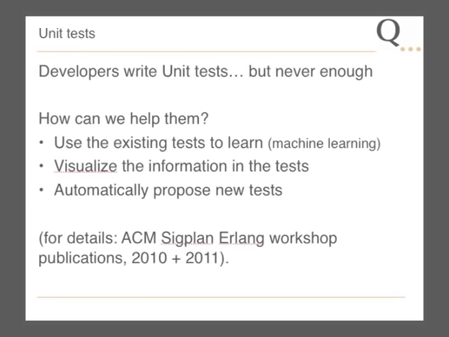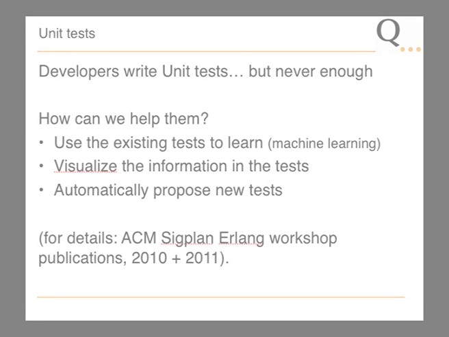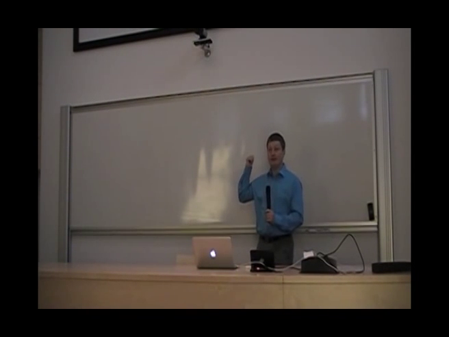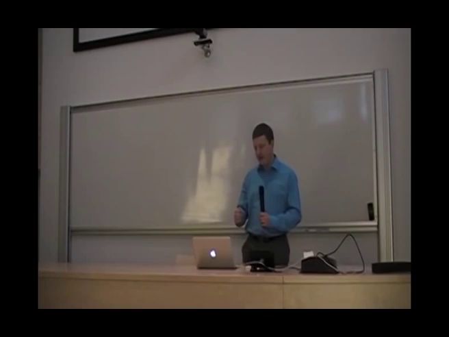So you use the test, you learn from the test, we use a learning algorithm for that. You visualize the information so that even if you don't run tests, you can at least see what's happening, and then you automatically propose a new test and say, hey, shouldn't you test this? So if you want to read all the details on how this is done, on which algorithms and all that stuff, read the publications in the Erlang workshop, the ACM proceedings, either 2010 or the follow-up paper in 2011, and you will see how it works.